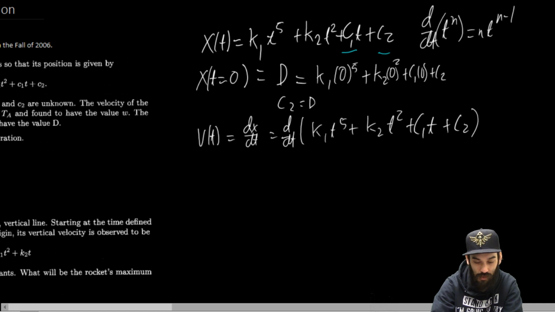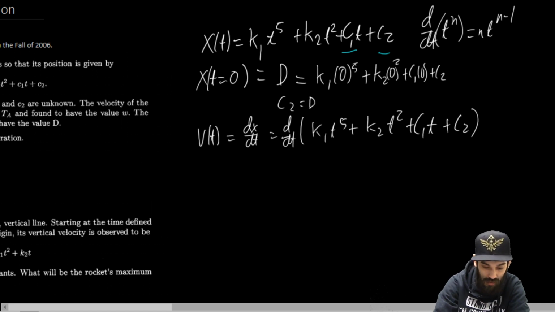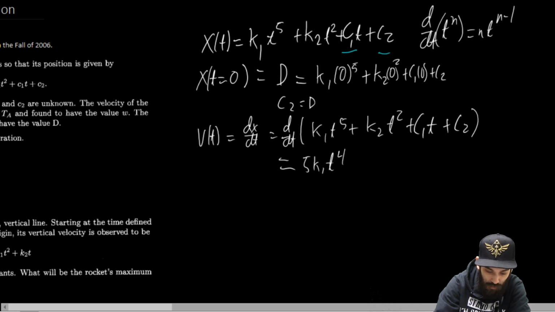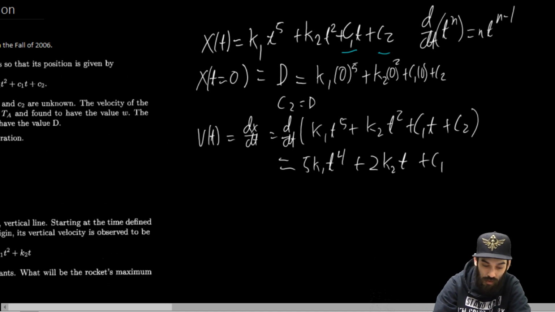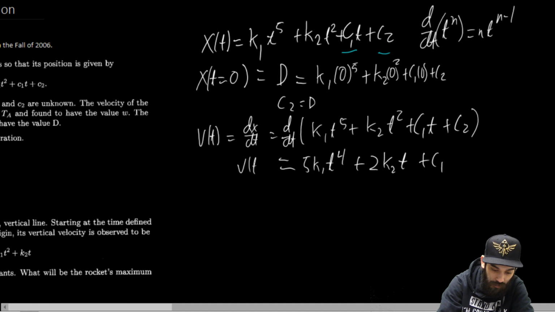Okay, so we're going to first apply it to the first term, so this is going to tell us that this is going to be equal to 5k1 t to the fourth plus 2k2 t plus c1. And then the last term, because c2 is a constant, the derivative is just 0. Okay, so this is our velocity as a function of time.